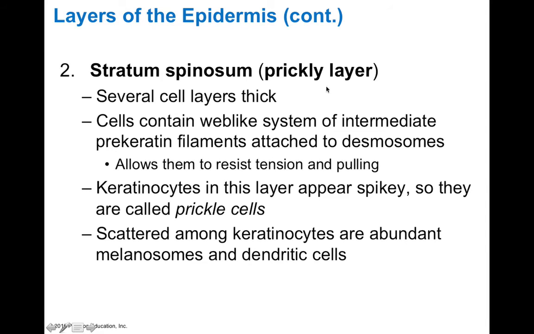Stratum spinosum is also called the prickly layer, and these are several cell layers thick. This is just superficial to the basale, and these cells contain a web-like system of intermediate prekeratin filaments. So in the stratum spinosum, the keratinocytes here are already starting to pack themselves full of prekeratin, which allows them to resist things like tension and pulling. Now, because of the shape of these cells, they appear spiky, hence the name spinosum. And they're scattered with abundant melanosomes and dendritic cells.